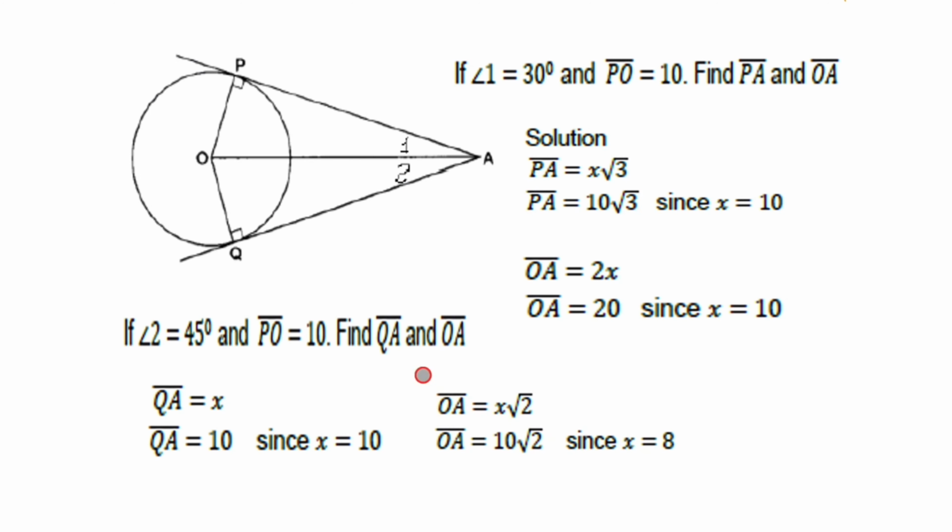Then, OA is equal to x the square root of 2. So, this is x the square root of 2, and our x is 10. Therefore, this will be 10 the square root of 2. Correction here, this is 10.